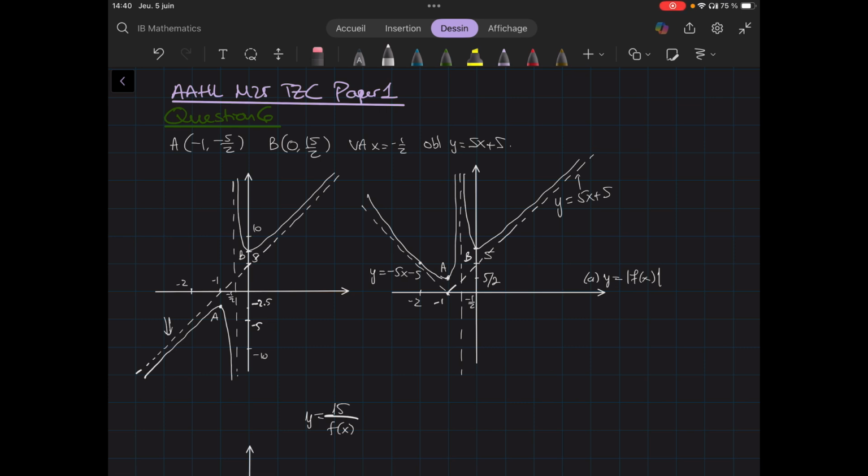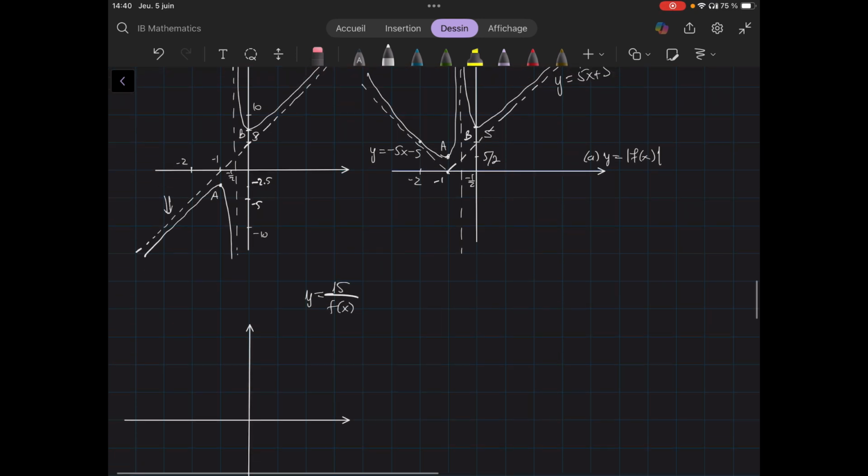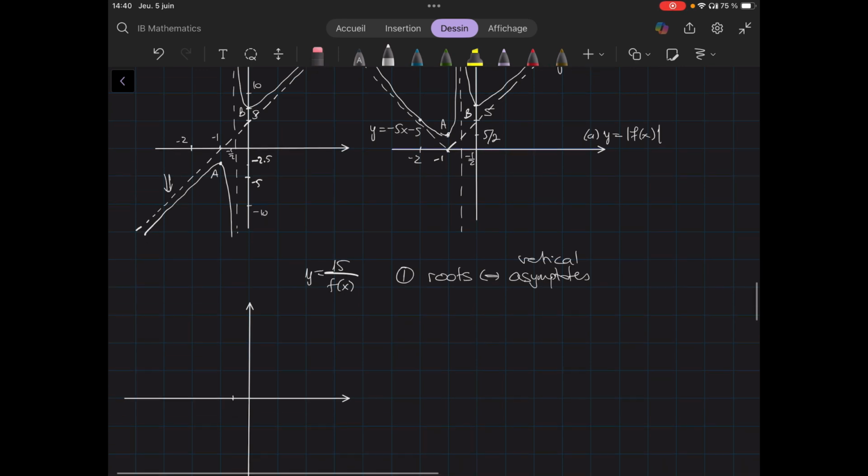In part B, you're asked to sketch the reciprocal. So for the reciprocal, what's the first thing you should always do? Roots become asymptotes. Asymptotes become roots. Does f have any root? No. Does it have any vertical asymptote? Yes, at -1/2. So we're gonna put it here. This is still 5, that is still 10.